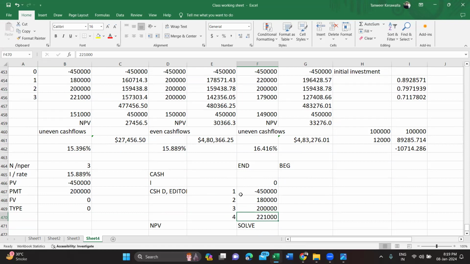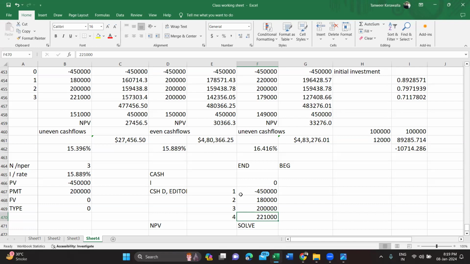So minus 4 lakh 50,000, execute. Then there is 1 lakh 80,000, execute. 2 lakhs, execute, and fourth has 2,21,000. Execute, right?